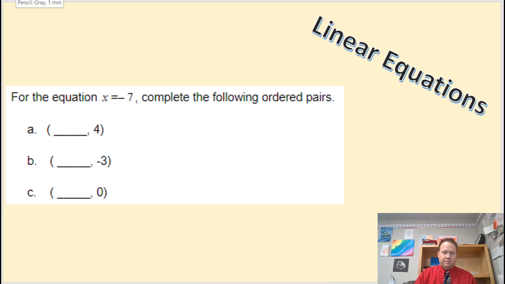So this equation is pretty basic. It just says x equals negative 7, and what that means is it doesn't really matter what y is. x will always be negative 7, and so when these ordered pairs are all missing an x, guess what? They're all negative 7.